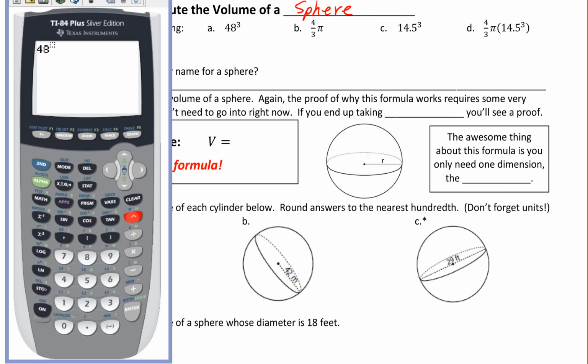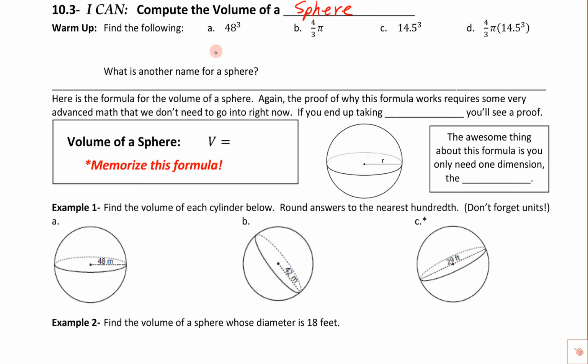So the minute you do that, it drops the base down and it makes a place for us to put the exponent. So we're going to put a 3 right there, hop out of there, go ahead and hit enter, and we get, holy cow, that's huge, 110,592. So there's our answer for that one.